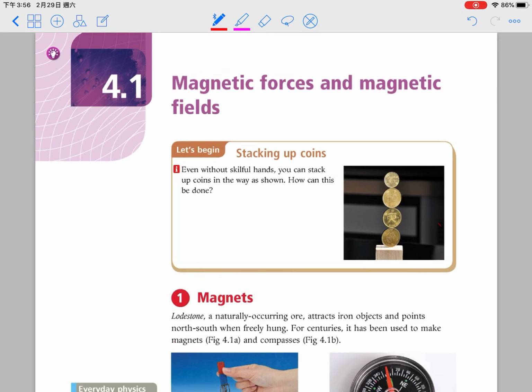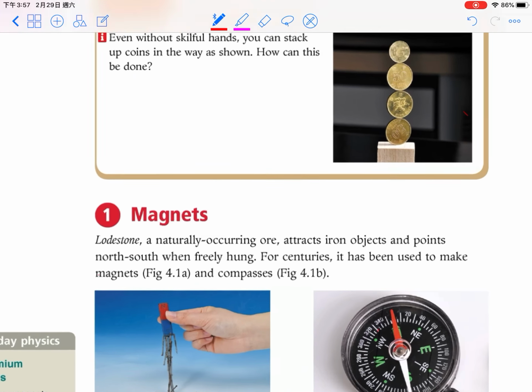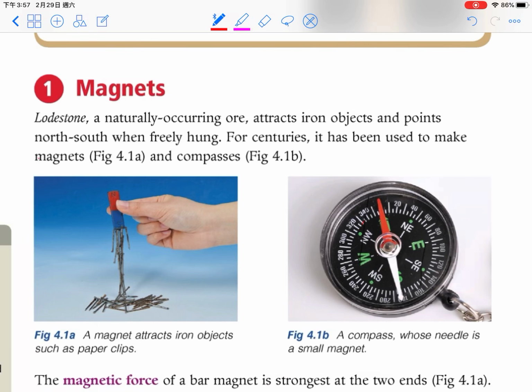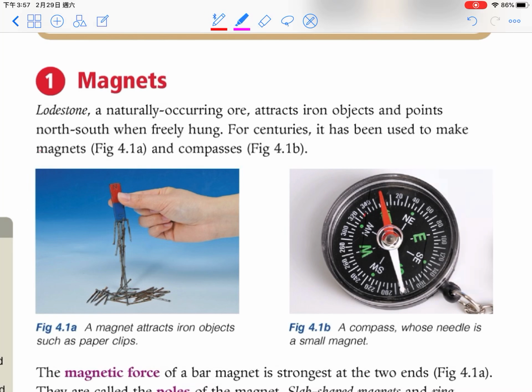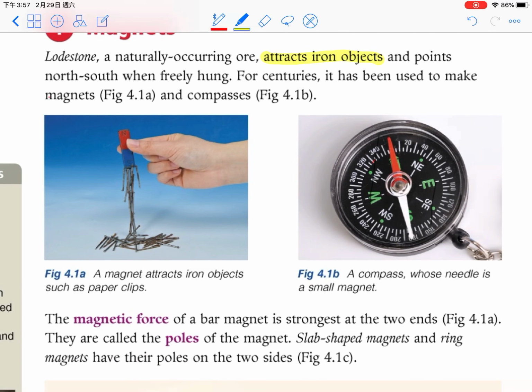Today we start chapter 4.1, magnetic forces and magnetic fields. Let's begin with a magnet. Magnets can attract iron objects. The force related is called magnetic force.